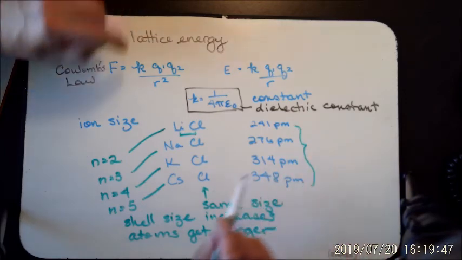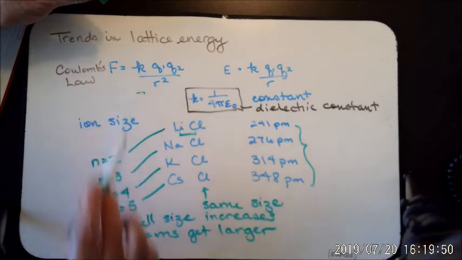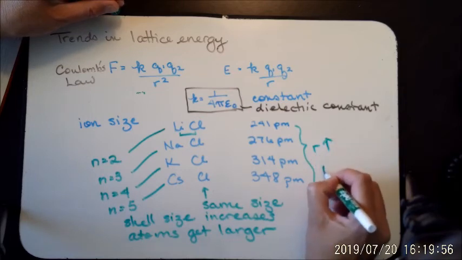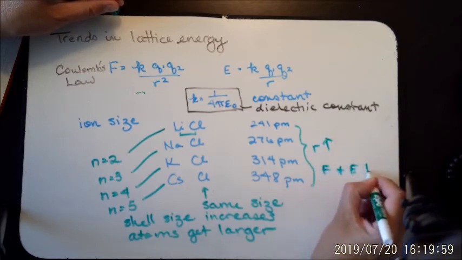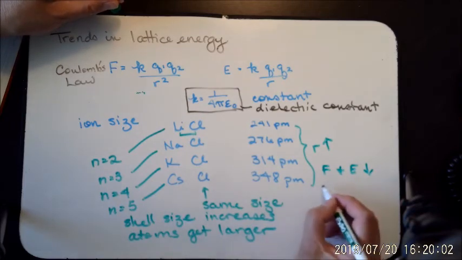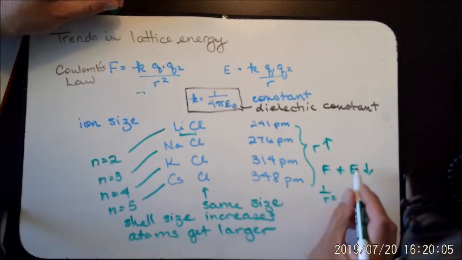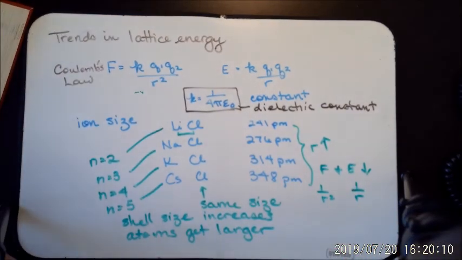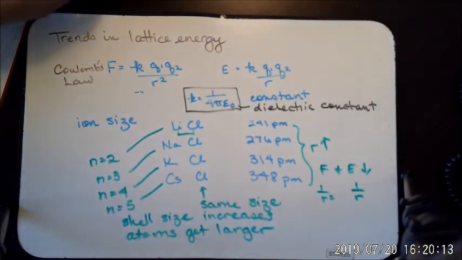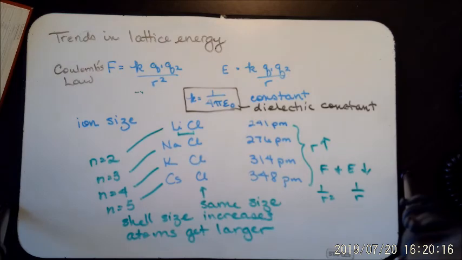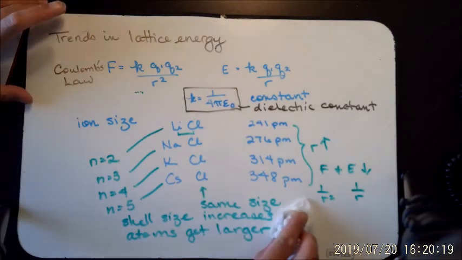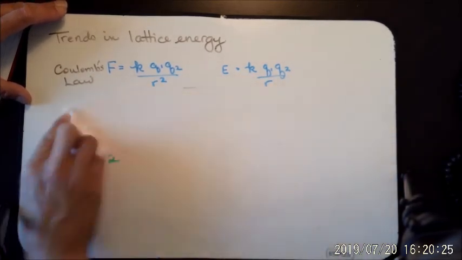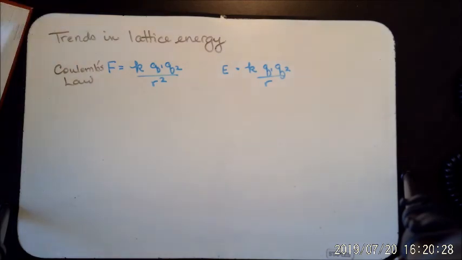Because it gets longer, and R is on the bottom of your fraction, that means as R increases, F and my energy decrease. F goes with 1 over R squared, my energy with 1 over R. So it's inversely proportional to the bond length for energy. Okay? Is this a huge factor? It is a factor. A larger factor, if you had to choose between the two, which you don't, but if you had to, is the charges. Let's take a look at the charges.